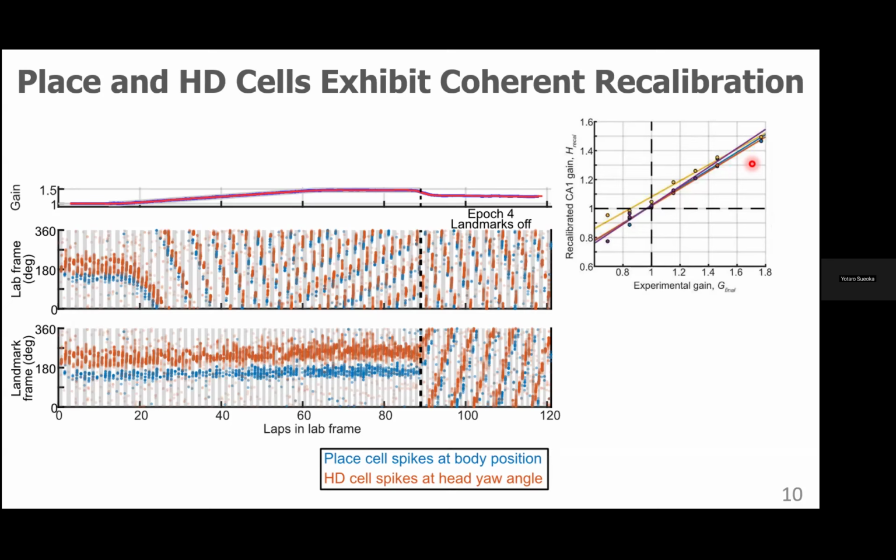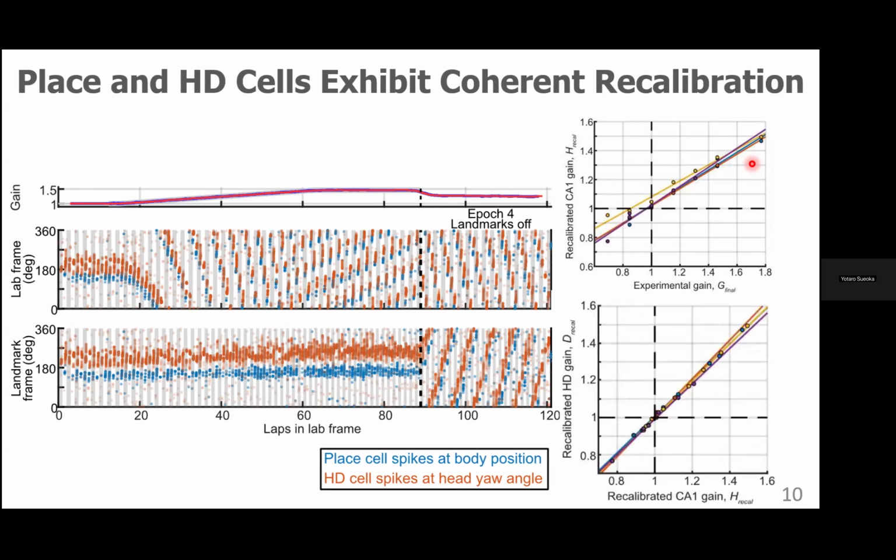But the question is, then, what happens to the head direction gain? Here, we plot the head direction gain in epoch 4 relative to the epoch 4 CA1 gain. And we see that all the points lie along the y equals x axis. This suggests, in fact, that the two systems are strongly coupled under this gain manipulation. So this is a nice confirmation that, okay, the two systems are coupled. But the question is then, where exactly does recalibration happen?